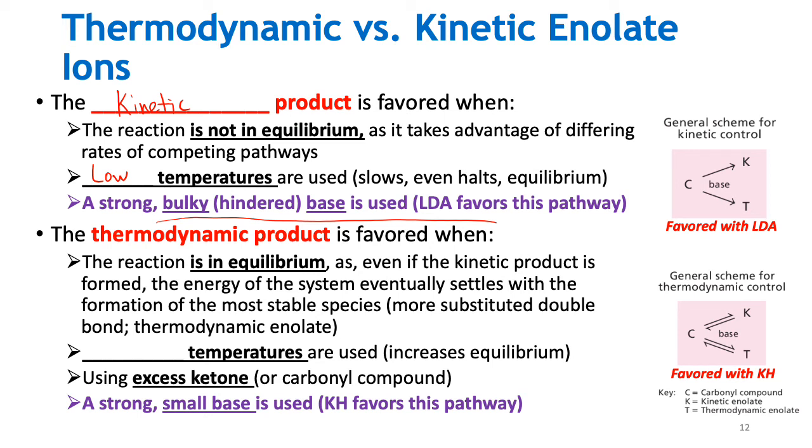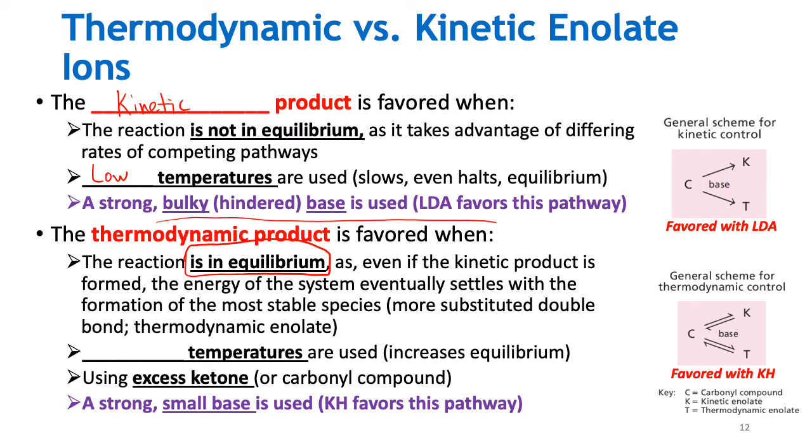However, in contrast, you have the thermodynamic product. It's favored when the reaction is in equilibrium. So you're going to see arrows that go back and forth. And even if the kinetic product is formed, the energy of the system eventually settles with the formation of the most stable species, aka the most substituted double bond. It's called the thermodynamic enolate.